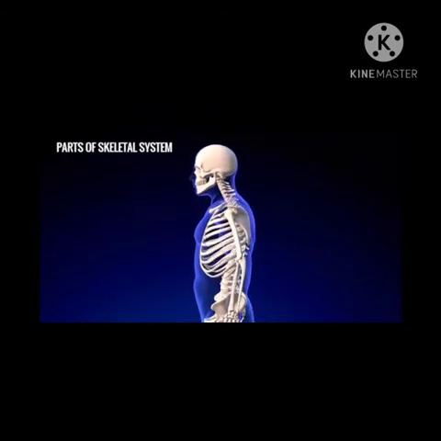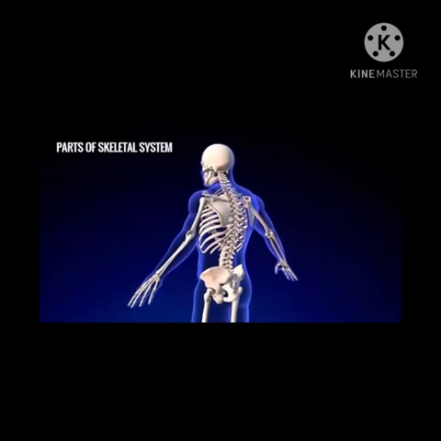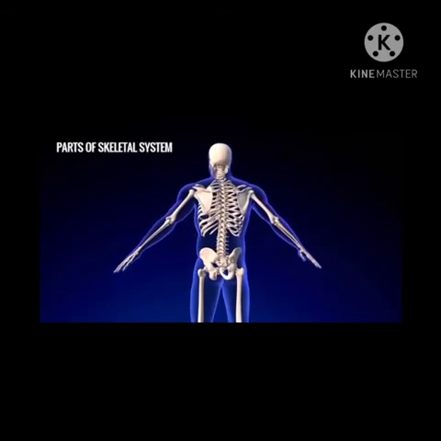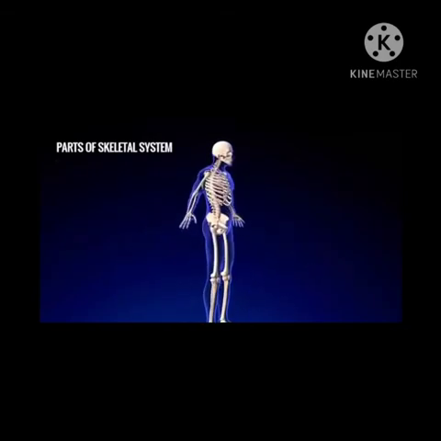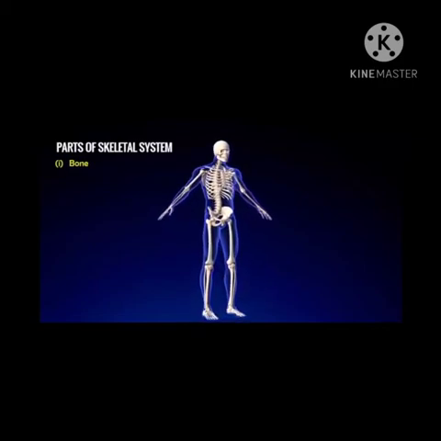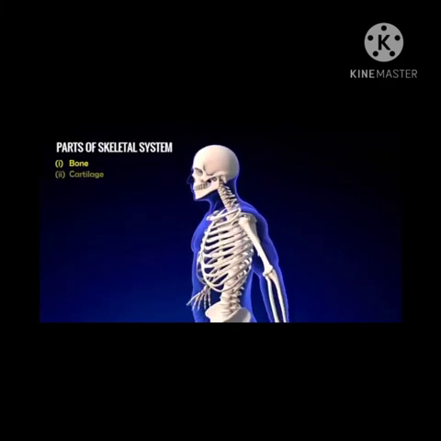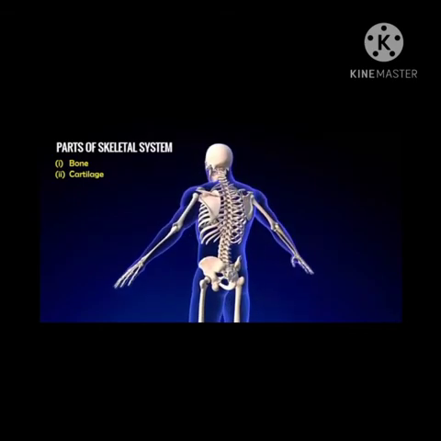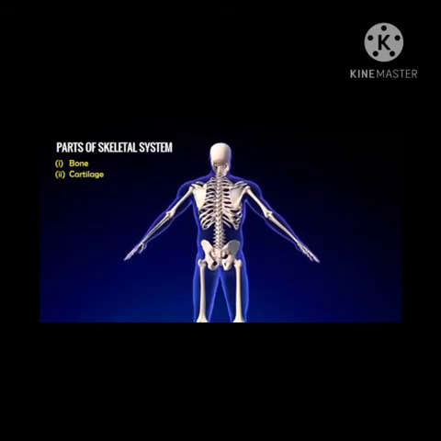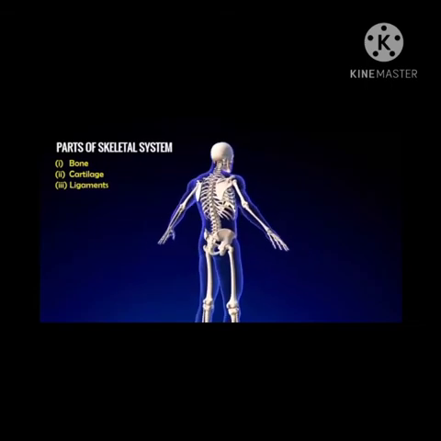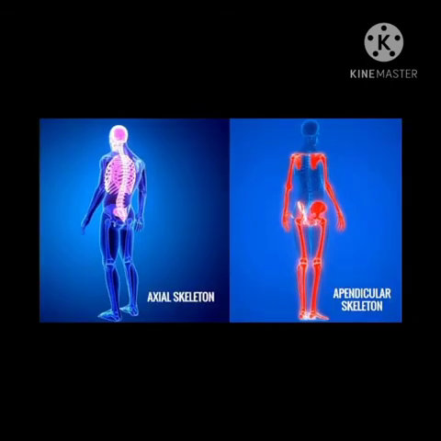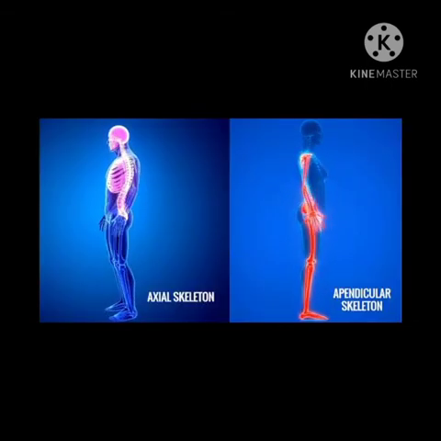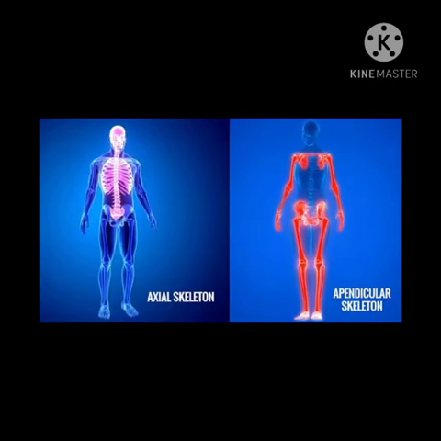The human skeleton in all consists of 206 bones in adults and 270 bones in a newly born baby. And our skeletal system consists of bones, cartilage, and the third one is your what? Ligaments. The endoskeleton of man is divided into the following two parts: axial skeleton and appendicular skeleton.